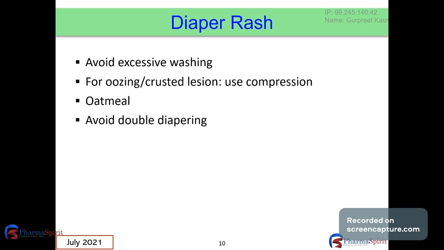We can also consider adding oatmeal to the soaking solution or to bath water if we give the child a bath. Oatmeal hydrate the skin and soften the skin.